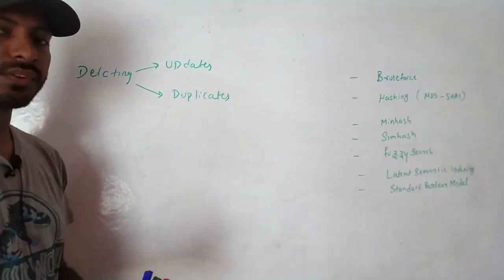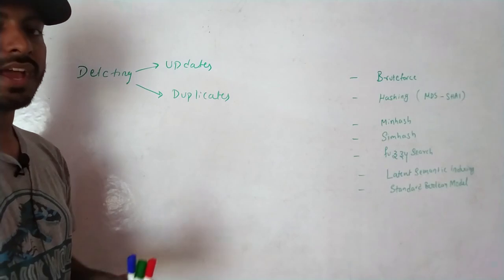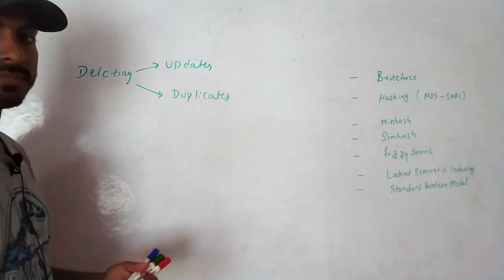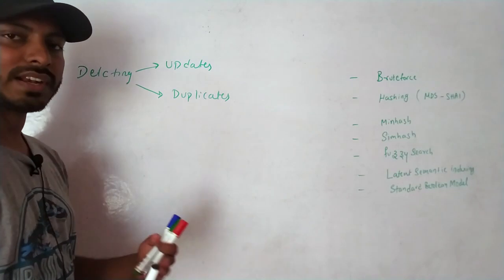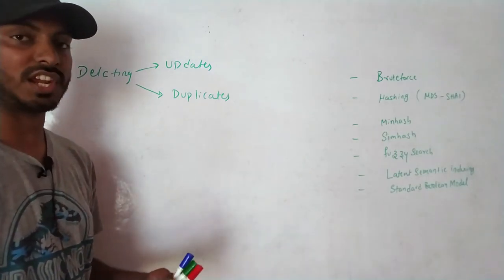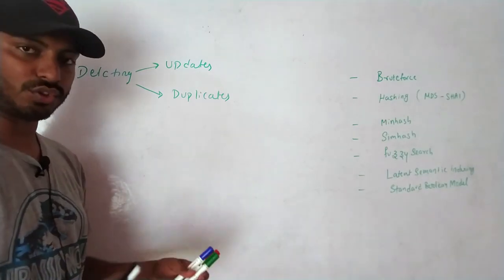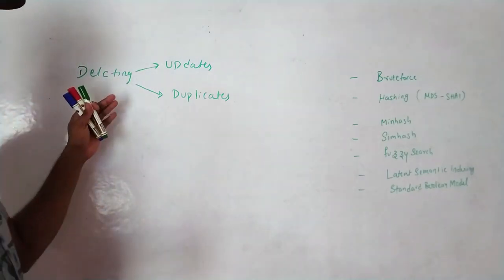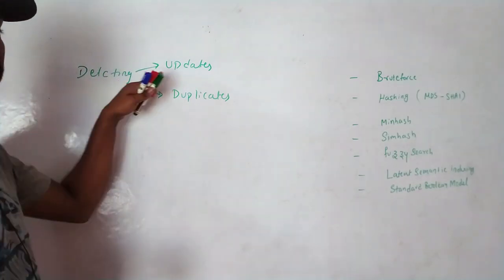And the next important thing we need to understand is how to detect updates and how to detect duplicates. So why do we need to detect updates? Because we should know how frequently the data in a page or a website is changing. That way we can adjust the crawl rate, or how frequently to crawl that site. So for that, we need to keep checking how frequently updates to the page are happening.